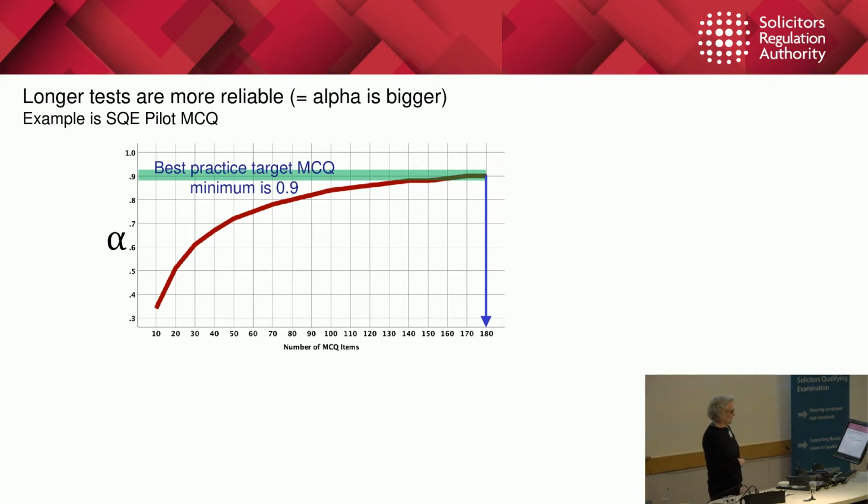And as you can see, at 180 questions, you're going to achieve 0.9. So that is why we recommended that the design should be 2 exams of 180 questions. What that means in practice is that if people sit another exam, they will get a very similar result. Another exam of 180 different questions, but an exam designed in the same way.